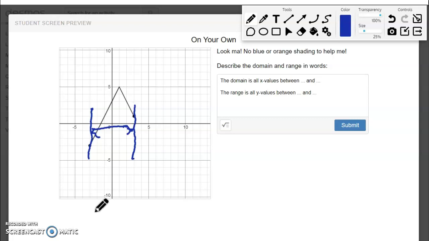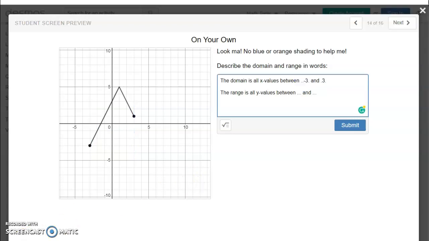Domain is the possible x value. So I am going to say this is between -3 and +3. Okay. All right. Okay, let's try without the pen. All right. So I said that domain is between -3 and +3 because I know that the graph extends from about here, -3, all the way to +3 right there.